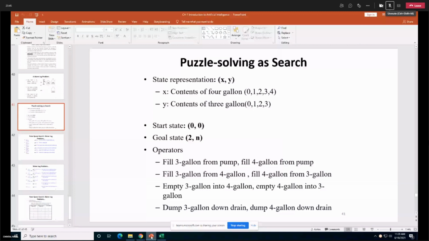The fifth assumption according to me is that, see, you can pour the water from the 3-gallon jug to the 4-gallon jug. You can also pour the water from the 4-gallon jug to the 3-gallon jug. That is also an assumption. So pouring the water from one jug to the other jug is also an assumption. So that is the 4 things I have explained: state representation, start state, goal state, and operators. Now, if anybody has any doubt until this, so that I can move to the next slide.